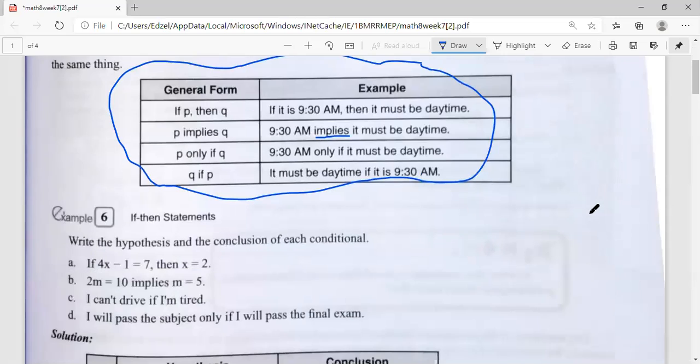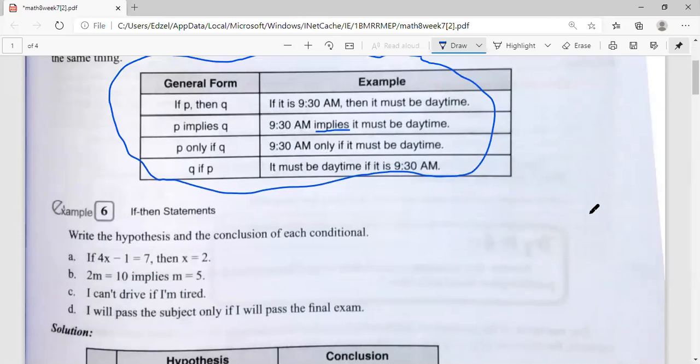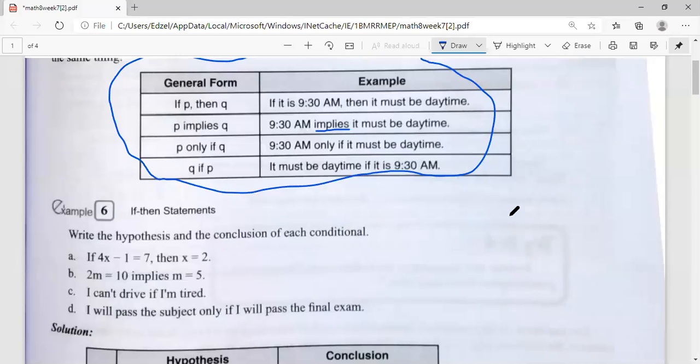Okay. This is an example of if-then statements. Pero let's classify kung saan ba dito ang hypothesis, saan ang conclusion. Right? Let's do example number 1.